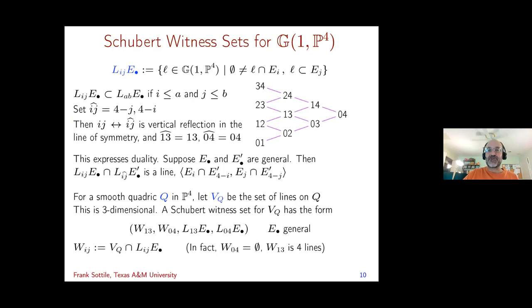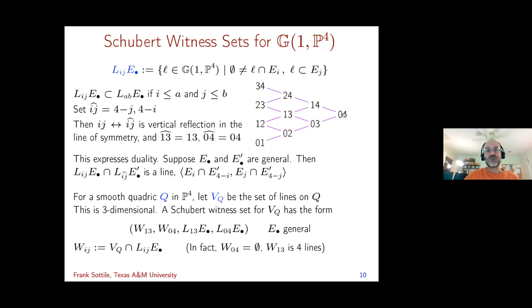0,1 is the smallest, it's a point. 3,4 is the whole Grassmannian. And now if I set ij hat to be 4 minus j comma 4 minus i, this relation between ij and ij hat, well, combinatorially, it's just reflection in the vertical line of symmetry. And 1,3 hat is 1,3, and 0,4 hat is 0,4.